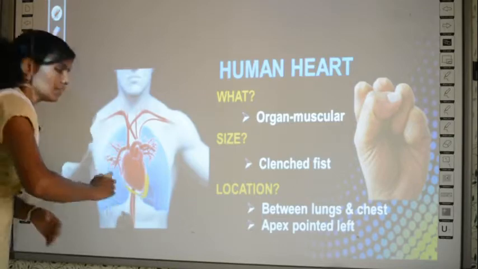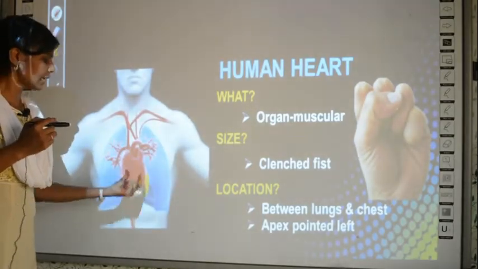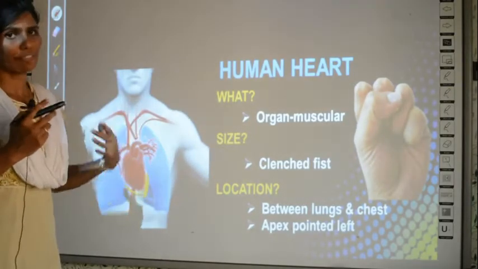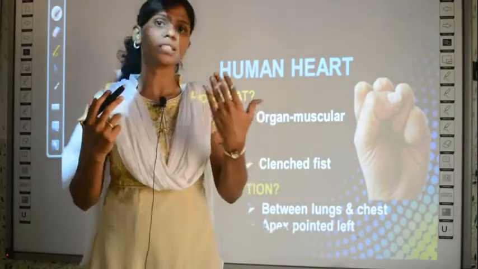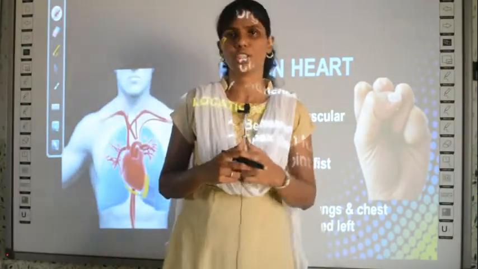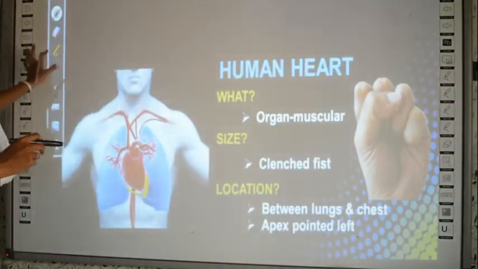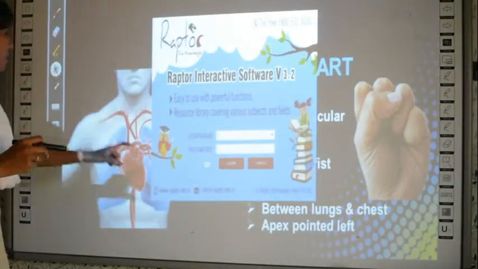So this is my right side, but for this man it is the left side. So the apex of the heart is always pointed to his left side. So your heart's apex is on the left side of your chest. So this is the concept or basic introduction about the heart. We are going to learn the detailed structure of the heart in today's class.